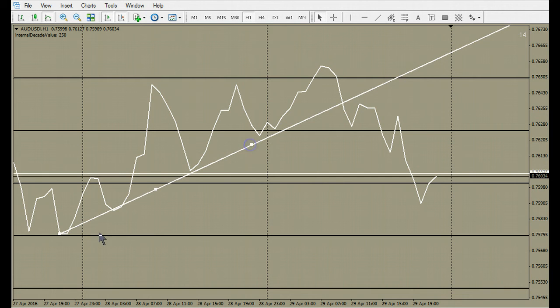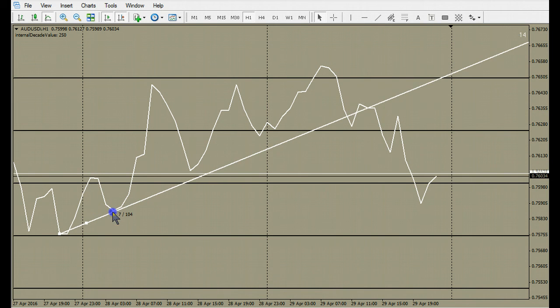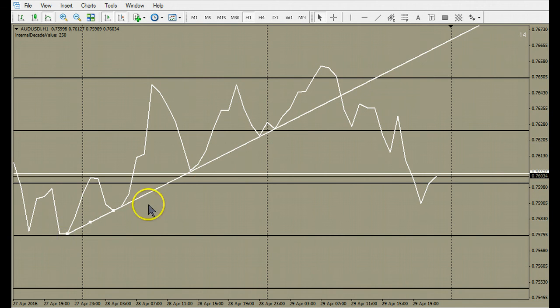Same pattern. We have the first trend established right here. We know this is the uptrend because we have a higher swing down. And by the way, these are swings. Okay, this is swings.